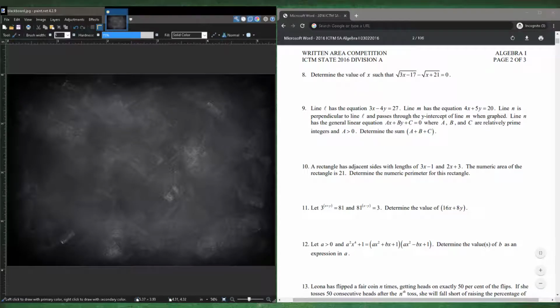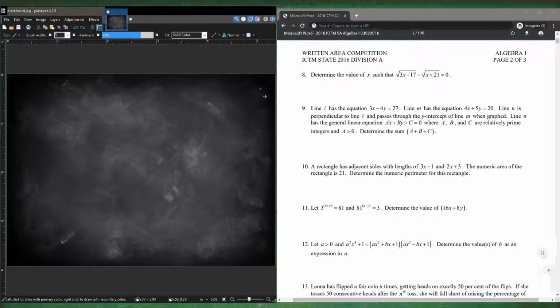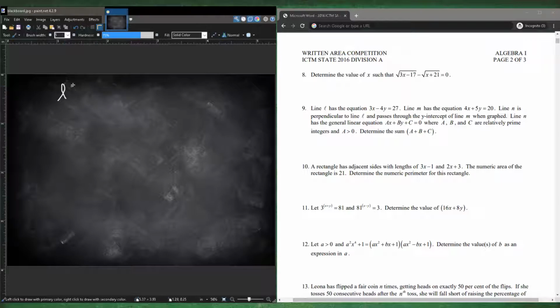Okay. Number 9. Line L has an equation of 3x minus 4y equals 27. And line M has an equation of 4x plus 5y is equal to 20. And line N is perpendicular to L. So it's perpendicular. All you need to do is switch these two numbers. So it's going to be 4x, and this one's going to be 3y. And then you're going to switch this sign. So if this is a negative, you're going to make it positive. So then it's equal to some kind of number.